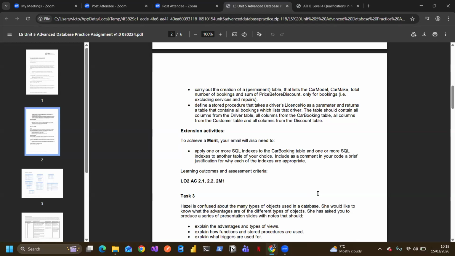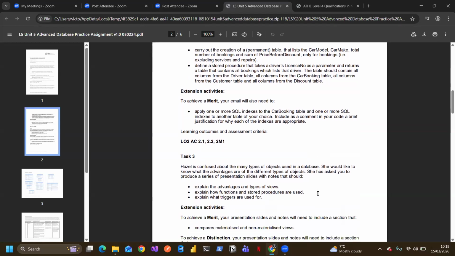So to achieve a merit, your email will also need to apply one or more SQL indexes to the car booking table and one or more SQL indexes to another table of your choice, and include as a comment in your code a brief justification for why each of these indexes is appropriate.